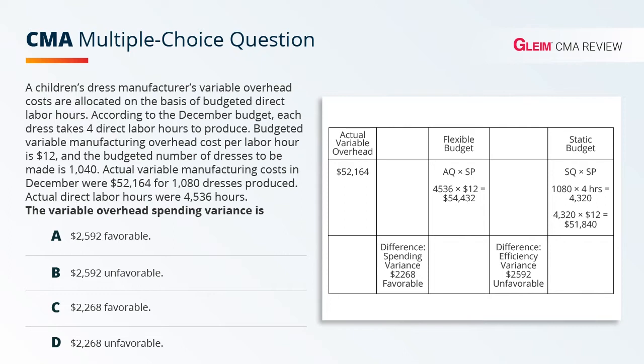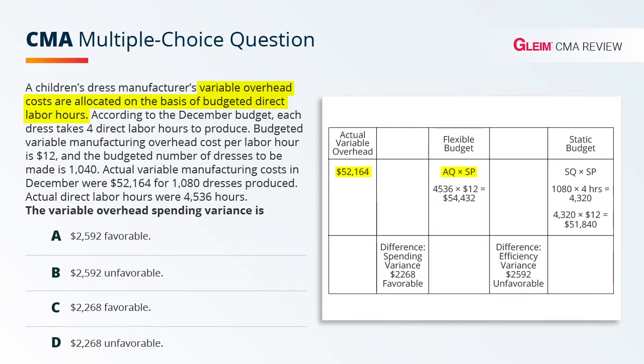On the far left, we have our actual variable overhead, the actual cost for this period, $52,164. In the middle, what I call our flexible budget, we have our actual quantity at the standard price. The quantity here is labor hours, and that's a confusing topic for many candidates because variable manufacturing overhead costs are allocated on the basis of direct labor hours. Our Q's in this analysis are based on direct labor hours.